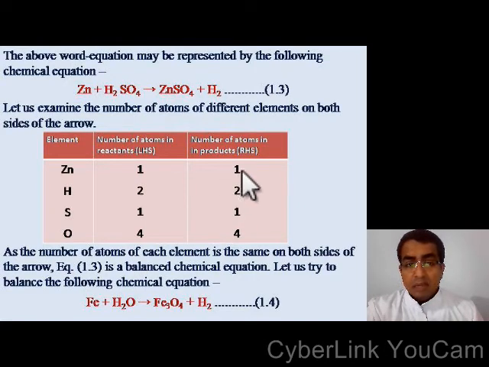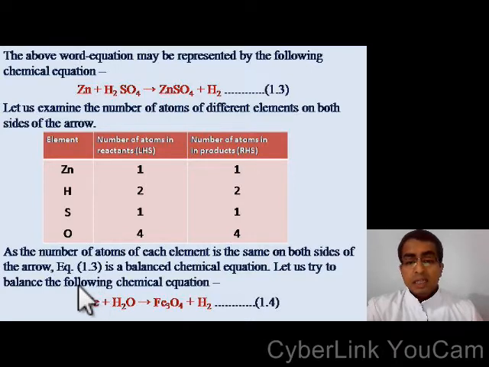In the product side, the number of atoms on the right hand side of the arrow: zinc 1, hydrogen 2, sulfur 1, oxygen 4. So, as the number of atoms of each element is the same on both sides of the arrow, we can say this particular equation is a balanced chemical equation.